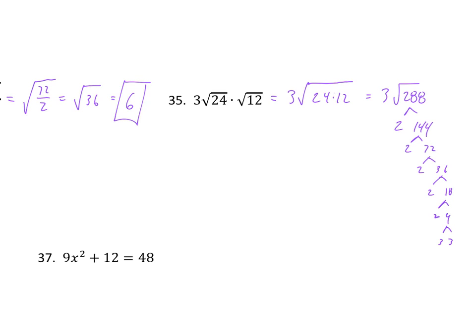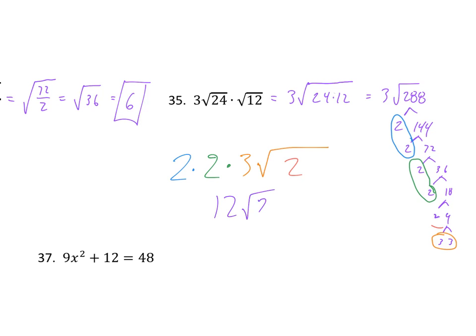Alright, lots of pairs. I got a pair of 2s. Pair of 2s. And a pair of 3s. And then a lonely 2. So every pair gets to come outside. So I got 2 on the outside. Times another 2 on the outside. Times a pair of 3s, or 3 on the outside. And then the only thing that was lonely was the 2. 2 times 2 times 3 is 12 square roots of 2.